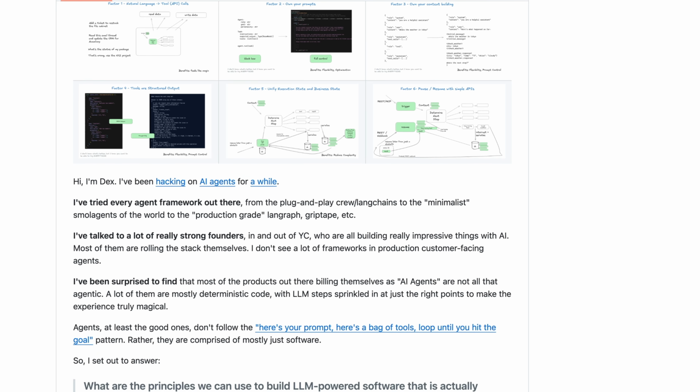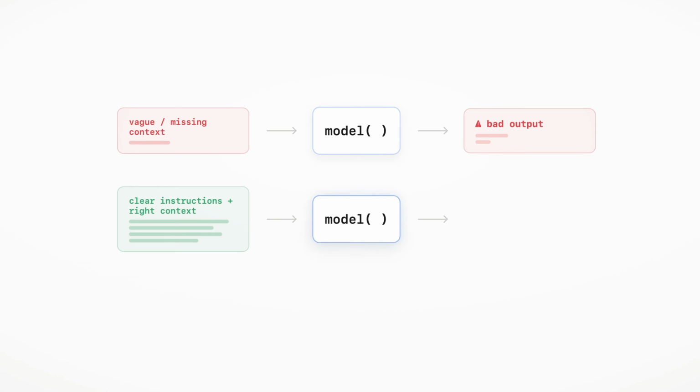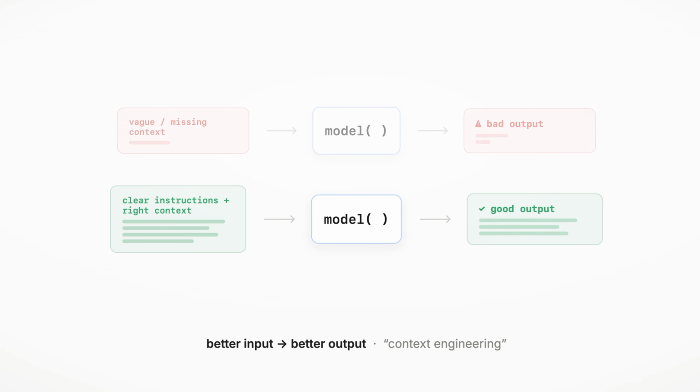Two ideas, and together they demystify the whole thing. The same kind of input will result in the same kind of output. So bad outputs almost always mean bad input. And getting better results is all about just giving the model better input. And that's what they call context engineering.